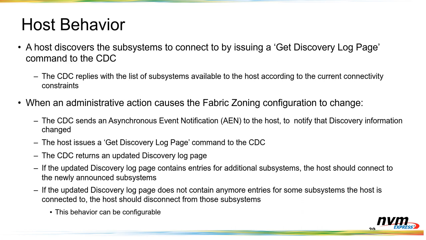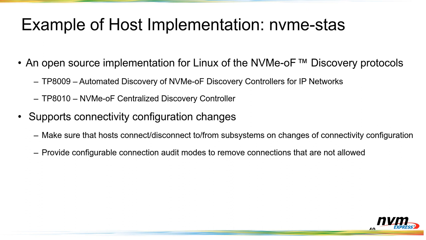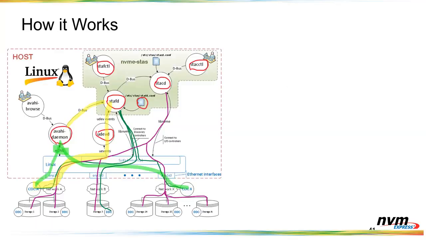An example of host implementation that enables all these steps is nvme-stas, which is an open source implementation for Linux of the NVMe-oF discovery protocols, implementing both TP8009 and TP8010. It supports these connectivity configuration changes due to fabric zoning that I just described, and makes them configurable, in order to be sure that if you want to behave as a legacy host, in which you did not have fabric zoning interacting with you, you can still do that. But moving forward, it is much better if you obey the fabric.